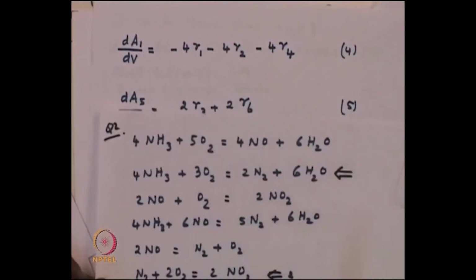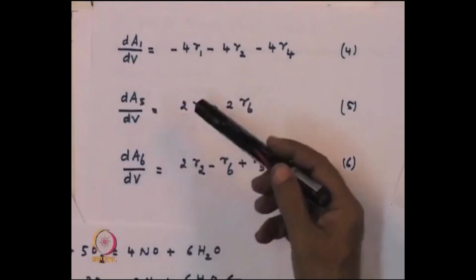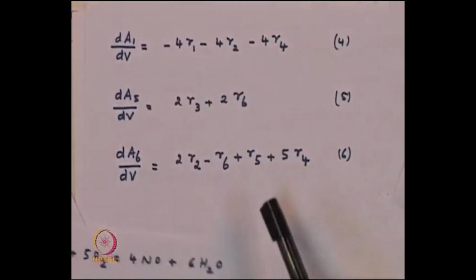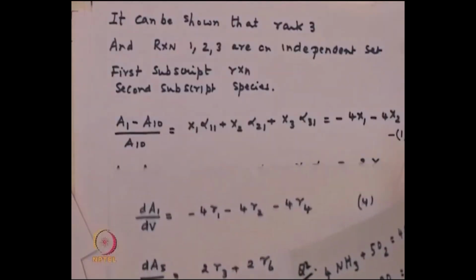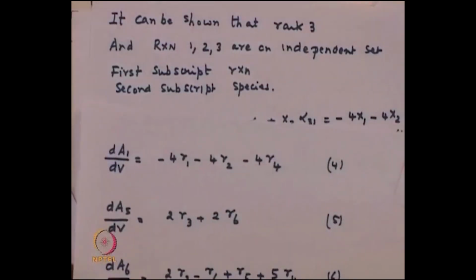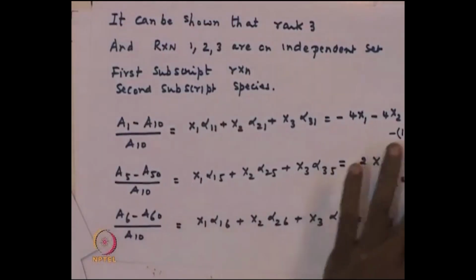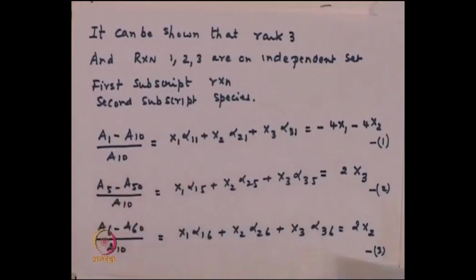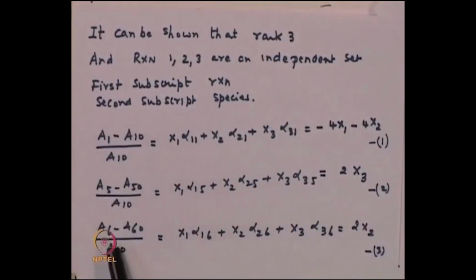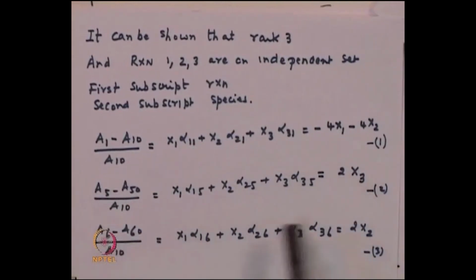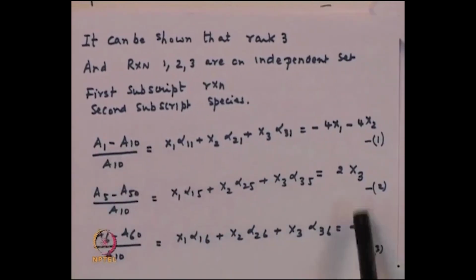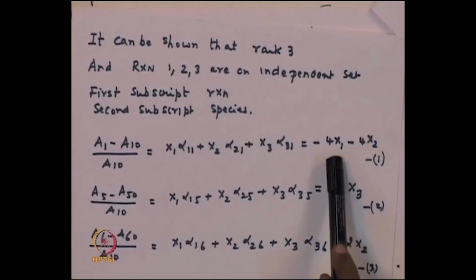Similarly, we have written for other species. I have chosen A1, A5 and A6 because I get some neat results, in the sense that it gives simple answers. That is why I have taken it like that. Okay. So, I have done this here, please see if it is okay. A1, A5 and A6 gives us, A5 gives you x3, A6 gives you x2, and using these two you can eliminate x2, you can get x1.